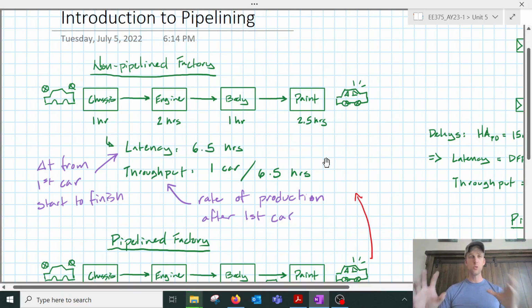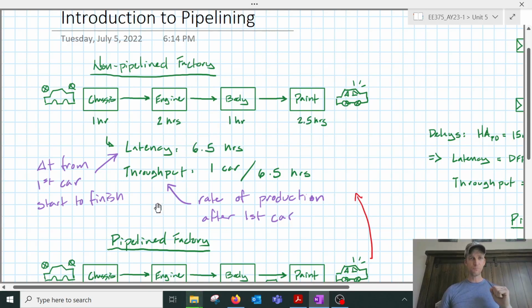So latency and throughput are two ways we might analyze these processes. Latency is the length of time it takes for a thing to move through the entire process from start to finish. So the latency of this car factory, which is non-pipelined, is 6.5 hours. We get that value here by adding up each unit of time for each of these stages: 1 plus 2 plus 1 plus 2.5 is 6.5 hours.